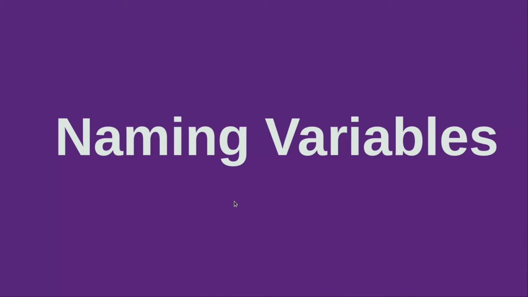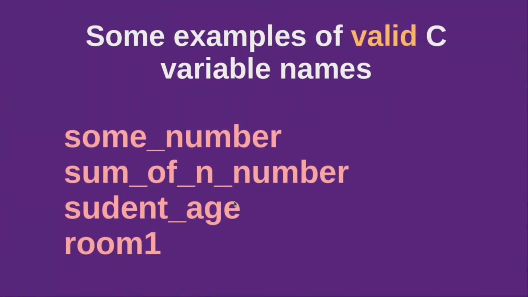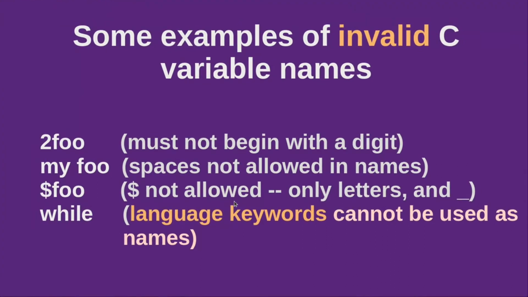Naming variables. How do we name a variable in C? Variable names in C are made up of letters, upper and lower case, and digits. The underscore character is also permitted. Names must not begin with a digit. Unlike some languages such as Perl and some BASIC dialects, C does not use any special prefix characters on variable names. Some examples of valid but not very descriptive C variable names are shown there.